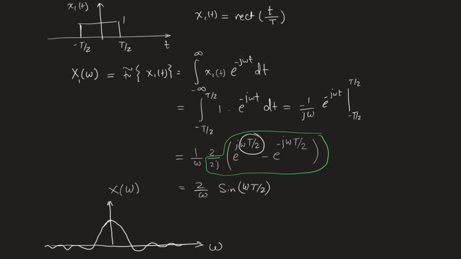So you need to figure out the locations where you will have this whole thing equal to pi, 2 pi, 3 pi, 4 pi, and these are going to be those zeros. So omega t over 2 is equal to pi, for example. This will give you an omega equal to 2 pi over t. So this first location is 2 pi over t. And then the next one, 4 pi over t, 6 pi over t, and so on.